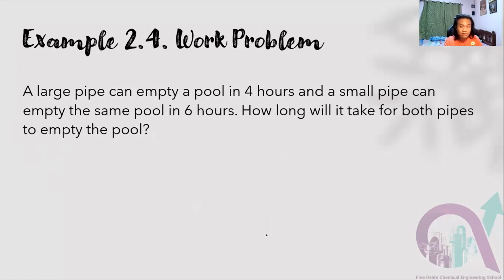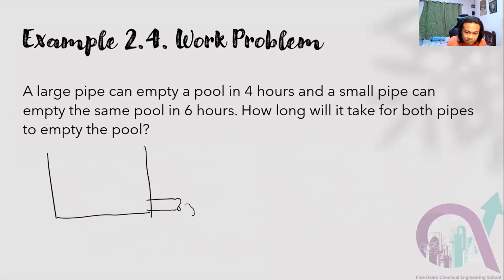Lastly, for the work problem, in the rational equations part: if a large pipe can empty a pool, let's draw it. We have a big pipe, which we'll call pipe A. Pipe A can drain the pool in 4 hours. The smaller pipe, pipe B, can empty the swimming pool in 6 hours.